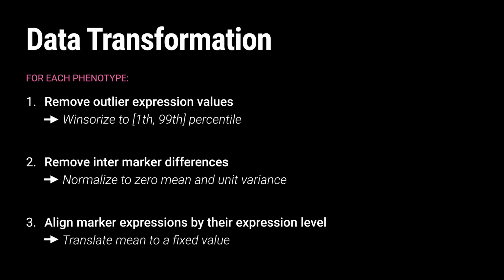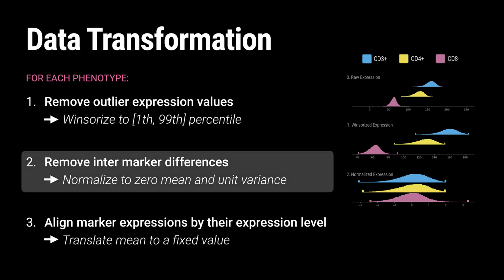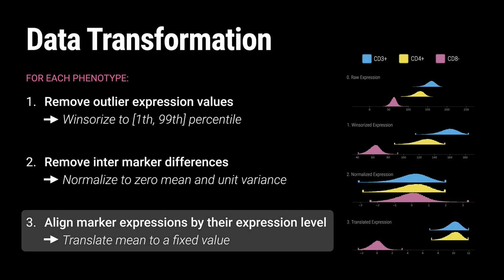The transformation approach consists of three simple steps. First, remove extreme values, then normalize the expression ranges, and finally align the expression ranges. To give an example, say we look at T helper cells that are CD3 positive, CD4 positive, and CD8 negative. First, we winsorize the marker expression to effectively remove outliers. Next, we normalize the expression value of each marker to have zero mean and unit variance. And finally, we translate the expression ranges based on the expression level to align the markers.